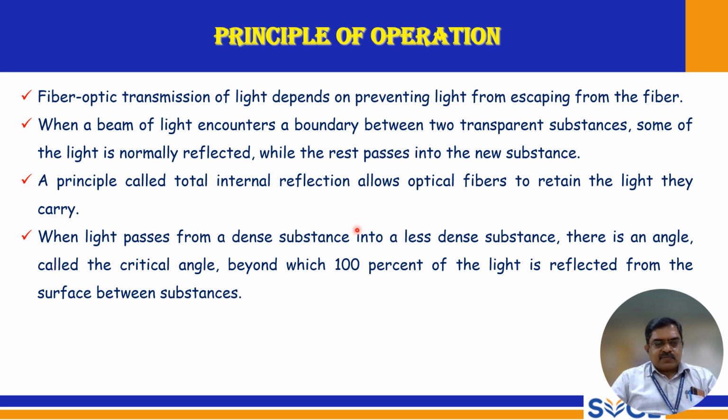When light passes from a dense substance into a less dense substance, there is an angle called the critical angle, beyond which 100% of the light is reflected from the surface between the substances. So 100% is transmitted. That's why we have very negligible losses in optical fibers.